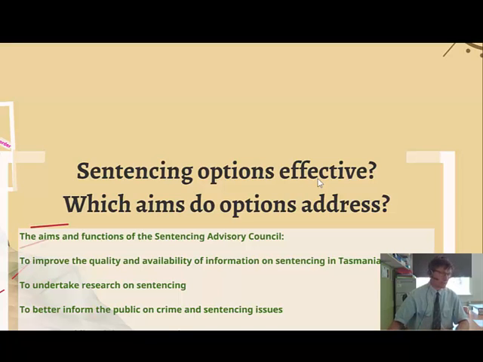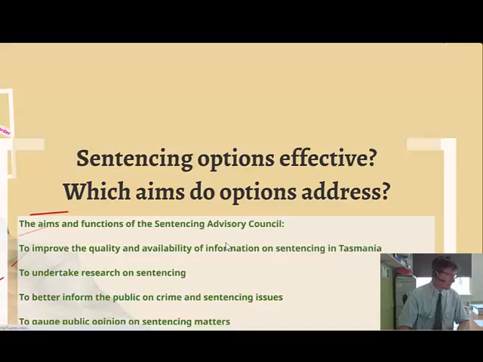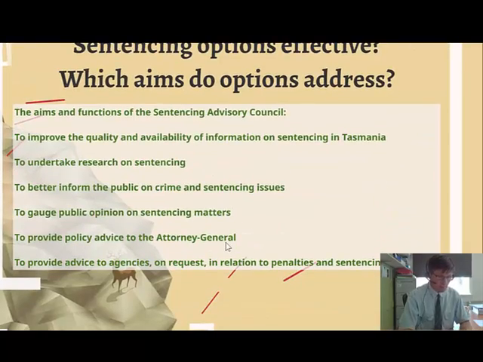In Tasmania, there's this thing called the Sentencing Advisory Council, and what that aims to do is to try and keep up with the trends and what happens in society, and here are some main aims of this council. So they undertake research, they try and be better informed, inform the public on crime and sentencing issues, to gauge their opinion, and also to give advice to the Attorney General and other agencies in relation to penalties and other sentencing matters. I hope that's been useful to you.